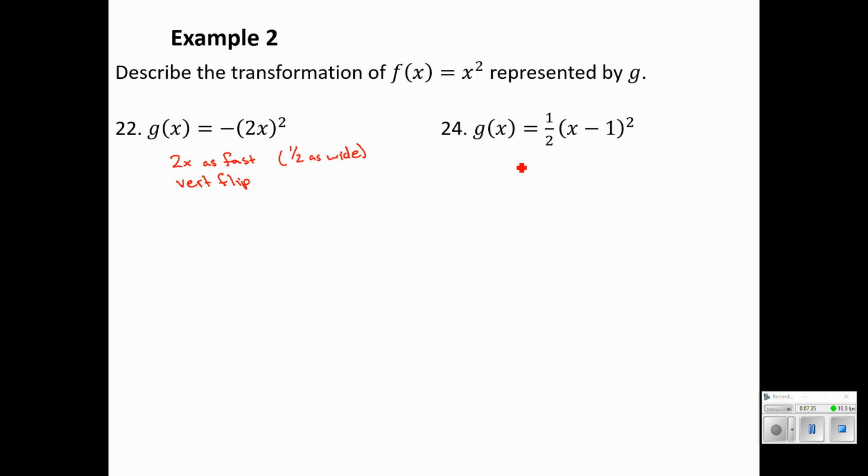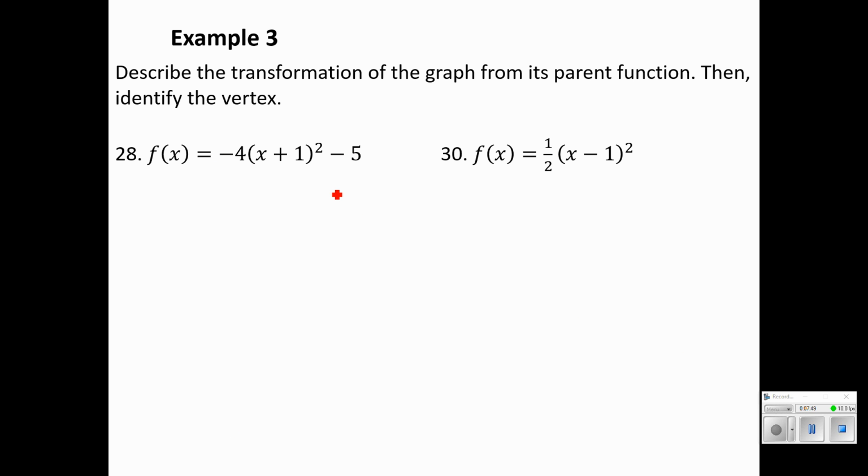All right, 24. Here with our input, we've got 1 unit to the right. And then we've got half as tall. You can see 1/2 times the entire function. That's 1/2 times the height. So half as tall. Good descriptor there. And again, this section should be a very smooth transition into chapter 2. Really like how they connect that information together. It's a nice job. Pat on the back to the textbook authors here.